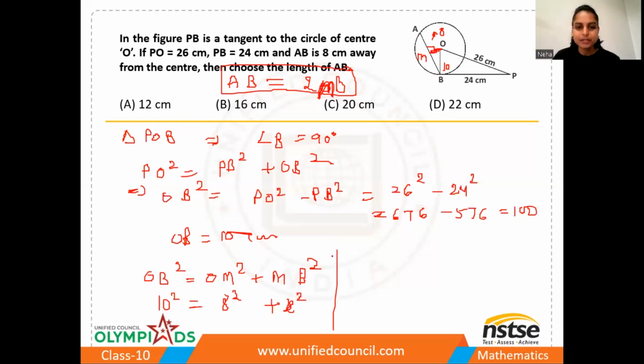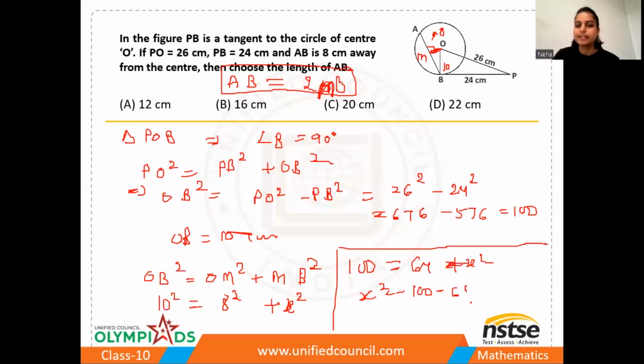Perfect. So now the question is very simple. This is 100 is equal to 64 plus x square. That means x square is nothing but 100 minus 64, right? 100 minus 64 is what, my dear students? This is 36. That means x is equal to 6. So if x is 6, it is 12. That's it. Option A is your right answer. Correct. So, my dear student, this is how you can solve the question.